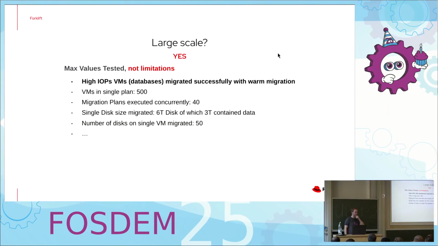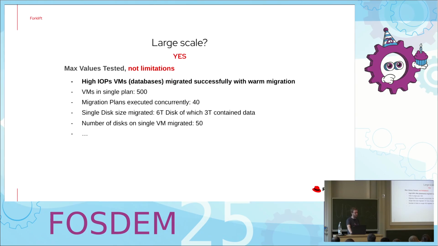How is it with large scales? We have tested it with many hundreds of VMs, huge disks, and even especially high IOPS databases. Those were a bit tricky, but we got it in the end, and now it works without a problem.